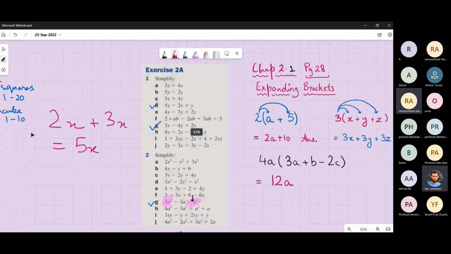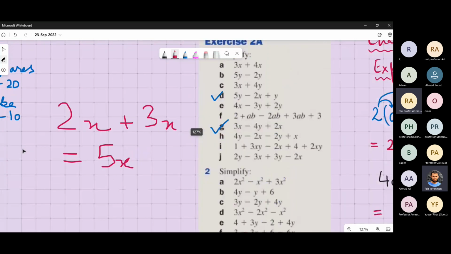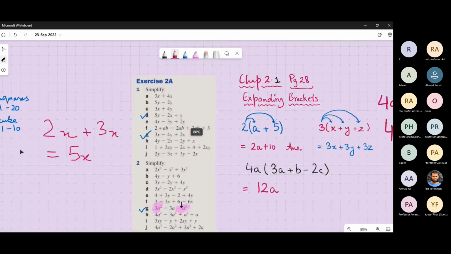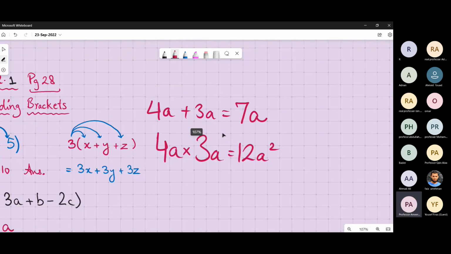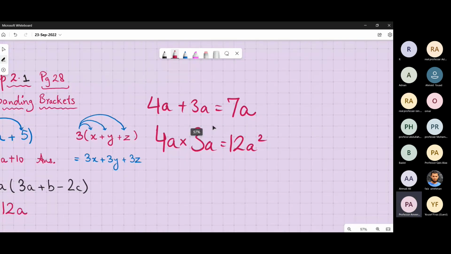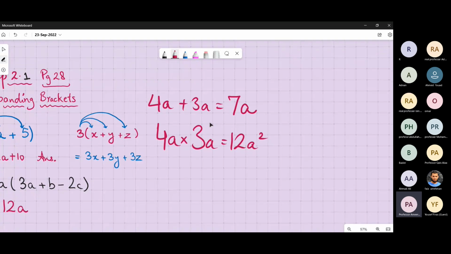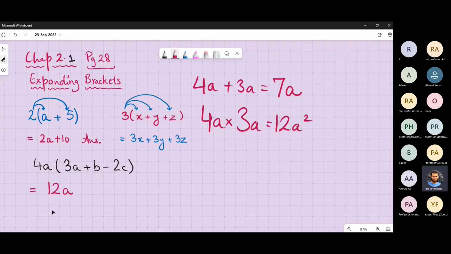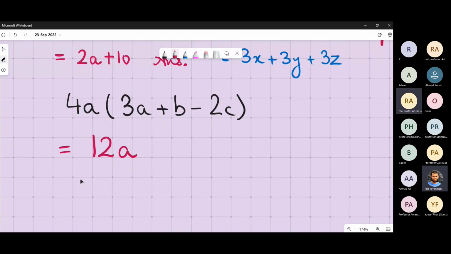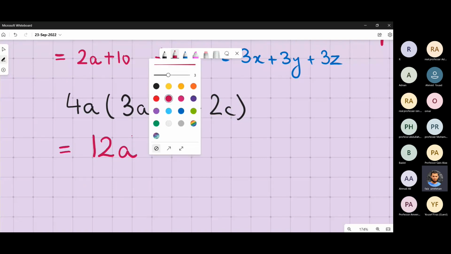2x plus 3a, you said 6x. These two concepts are different. If there was 4a in the bracket and then 3aa, they will not give you 3aa, they will give you 3a squared. I need to finish this example. So you will get 12a squared.